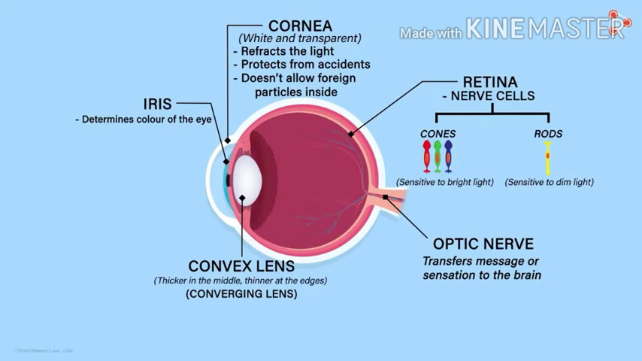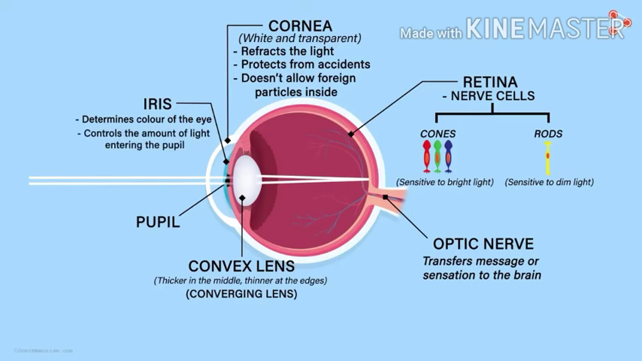It has a small opening at the centre called pupil. Iris controls the light entering through the pupil by contracting and expanding. Behind the pupil, there is a converging lens which focuses the light on retina. Retina consists of two types of nerve cells, namely cones and rods. They transfer the message through the optic nerve.